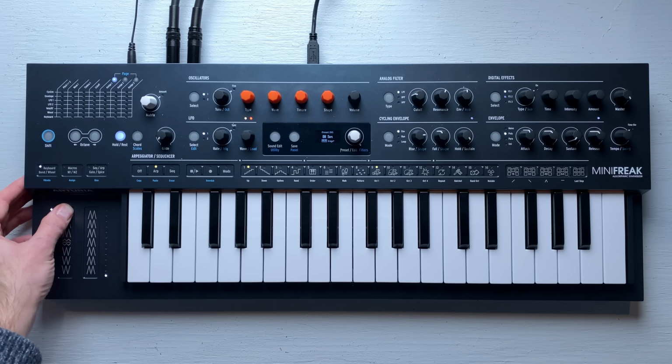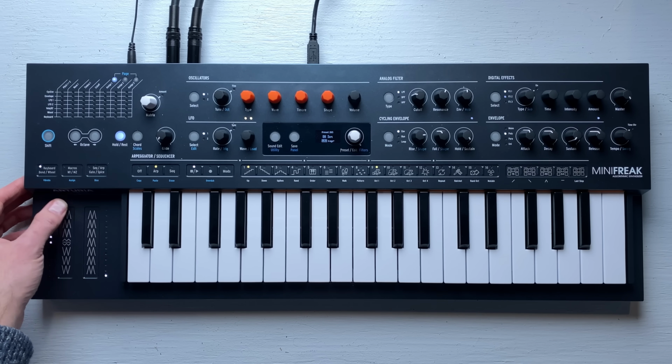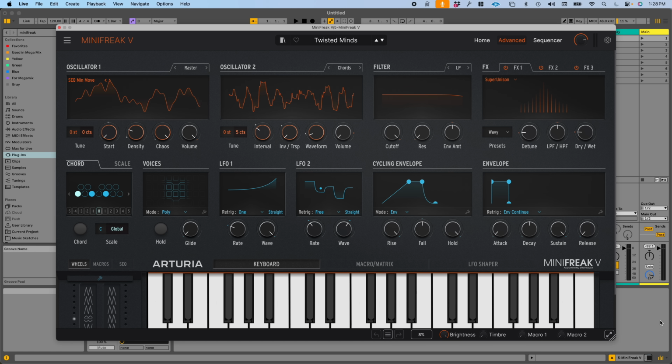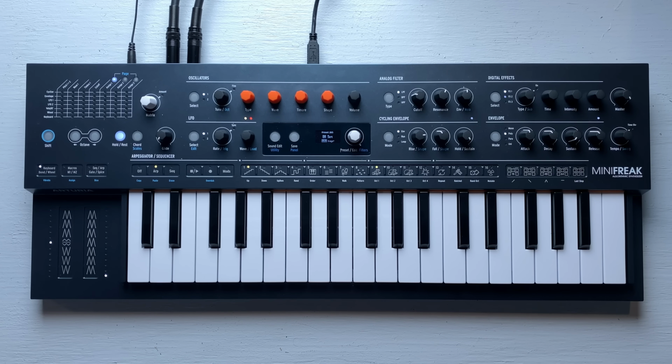I think one hang-up that people have about digital stuff is they think, if I'm really just buying a little computer in the shape of a synthesizer, why don't I just use my actual computer? And that's something you can actually do with a Mini Freak. They make a separate plug-in version of it, so it's your choice which version to get.